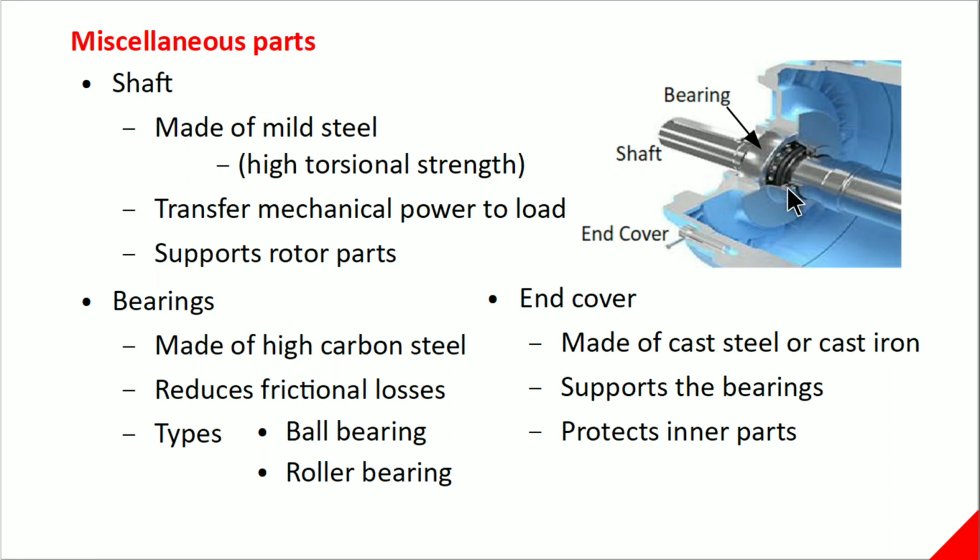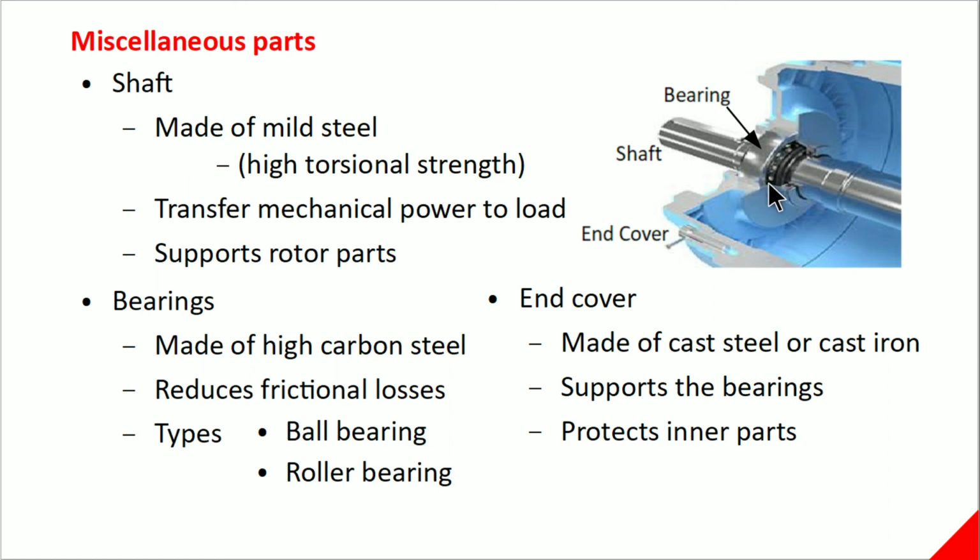The shaft is made of mild steel and has high torsional strength so that it should not break when load on the motor is applied. It supports the rotor parts. And then bearings. Bearings reduce friction between stationary and rotating members. The shaft is inserted in the bearing. The outer part of the bearing is supported and fitted with the end cover.